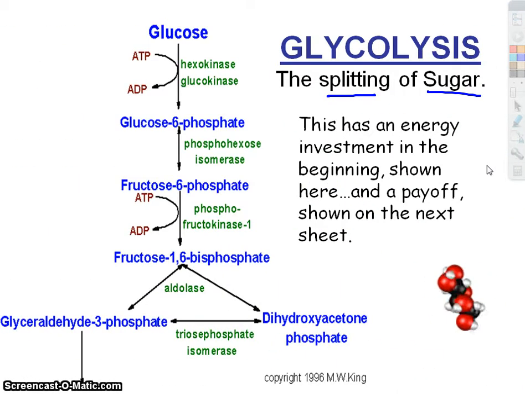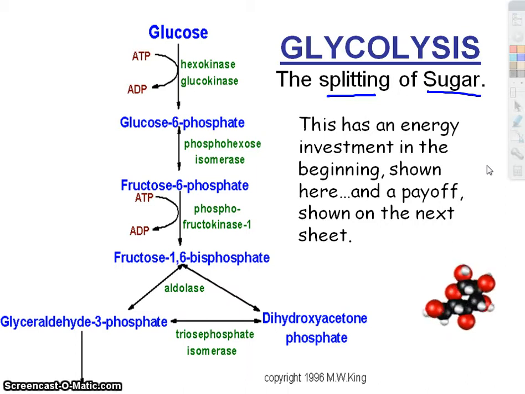Lucky for you, you don't have to know any of these steps. But you will notice, what are these things in green? You can read them. Enzymes. They are enzymes. They all end in ACE: hexokinase, glucokinase, phosphohexose isomerase, phosphofructokinase 1. They all end in ACE. So this would be an example of a metabolic pathway, what we talked about in the last chapter. And enzymes are helping catalyze these steps.